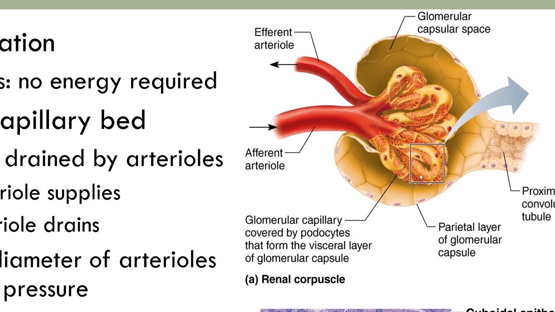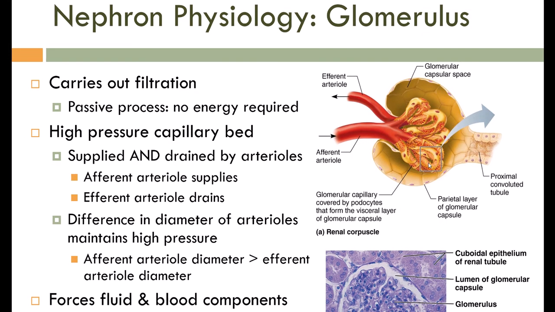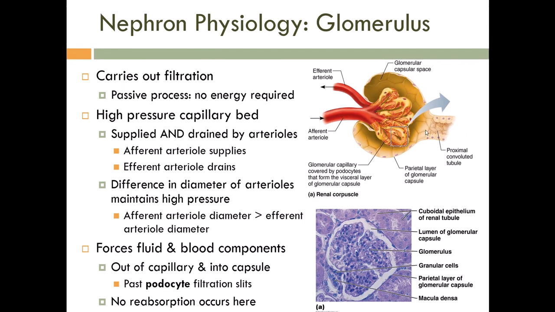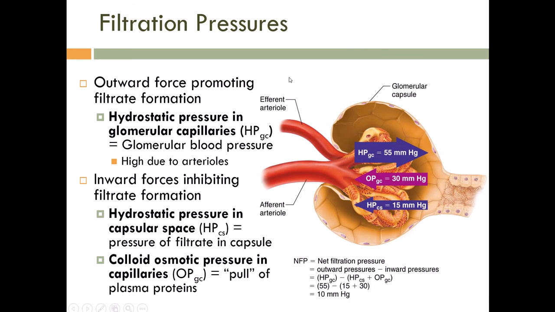So in order for a solute to be filtered here at the glomerulus, it has to be small enough to fit past these filtration slits. And not everything is. And that is why we need that secretion process.